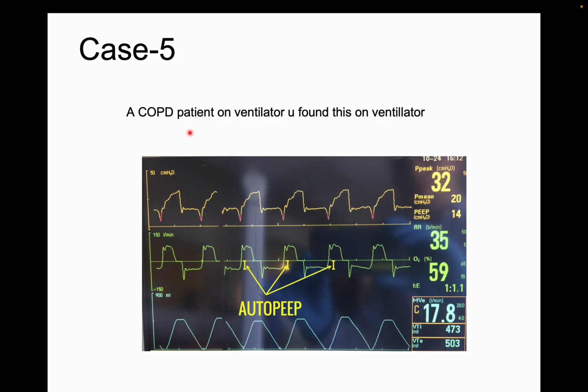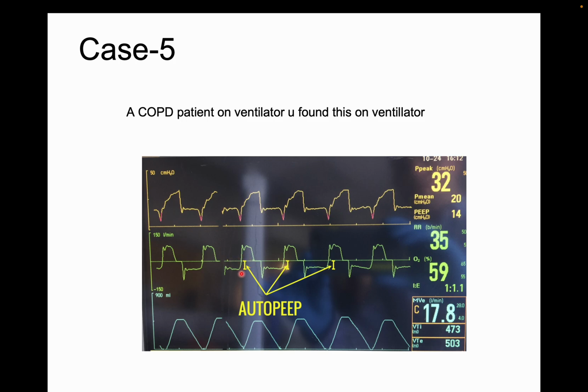A COPD patient is put on the ventilator, and you found this on the ventilator. So what is this? You can see in this patient, he was not able to completely exhale. Some amount of breath has already remained, and this gap is auto PEEP. Generally it will come back to the flat line again and generate the next breath. But here, inspiration is again occurring before the end of expiration. This is the auto PEEP.